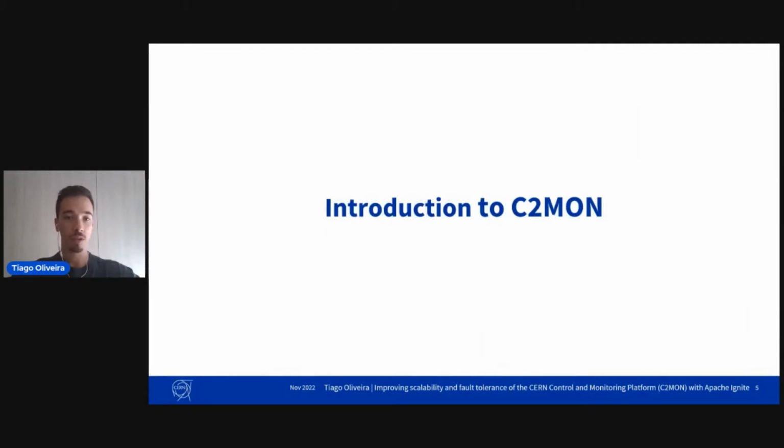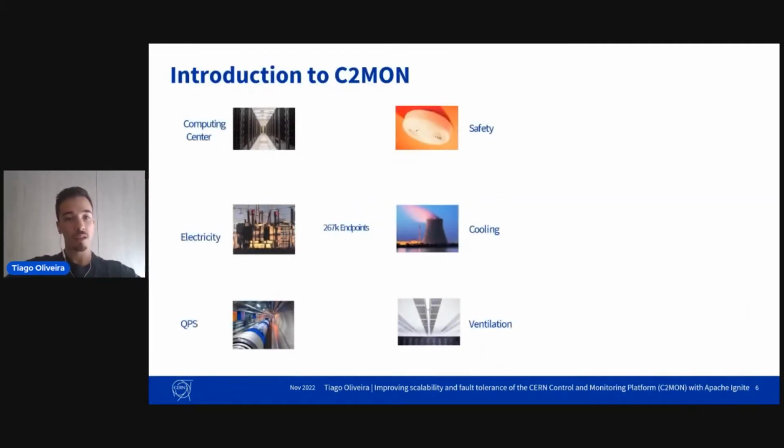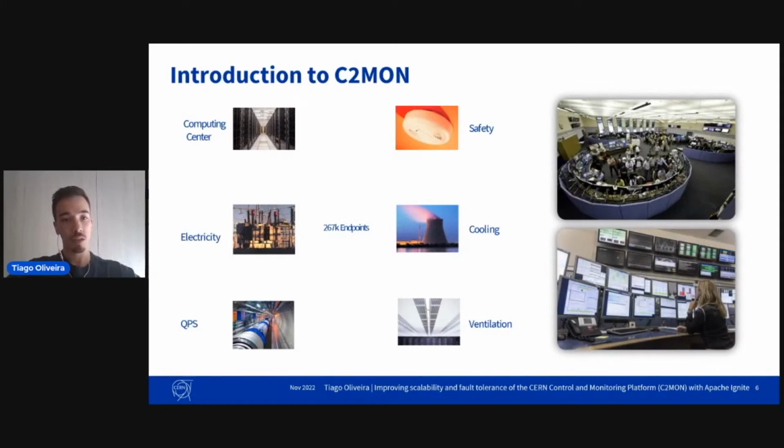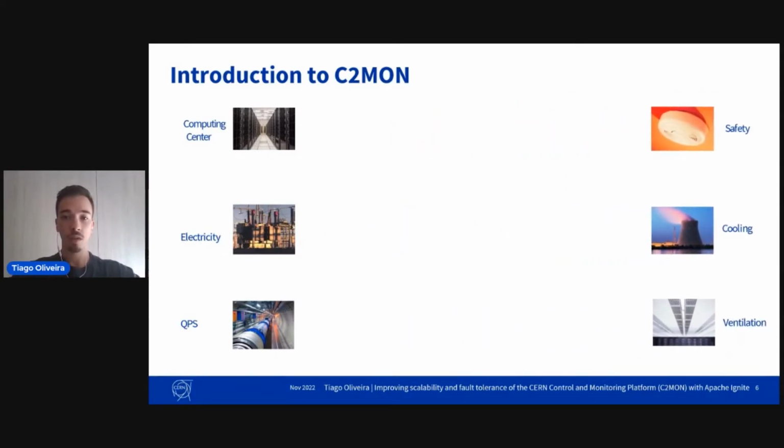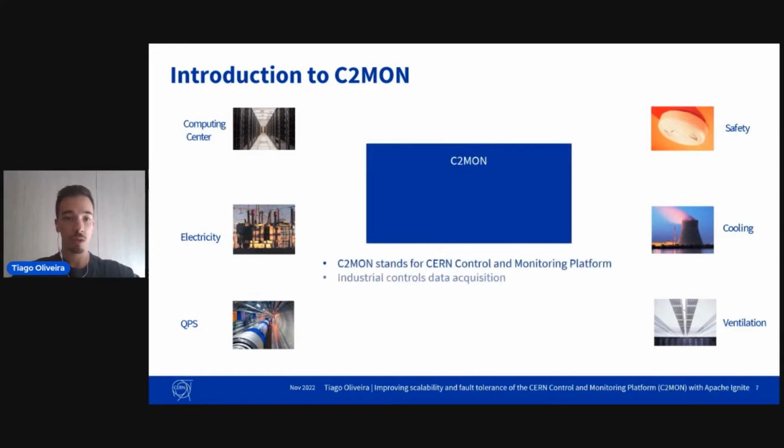Passing now to the introduction to C2MON. At CERN, we have more than 200,000 endpoints, which can come from many different sources like the computing center, cooling and ventilation, the quench protection system, and all of them need to be controlled in the CERN Control Center, as I mentioned before. So what controls all of this data is C2MON.